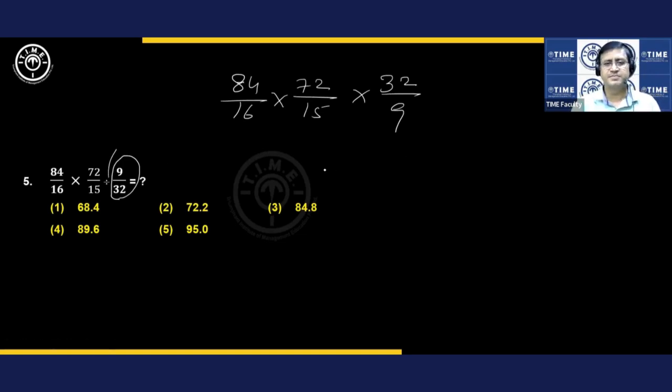Okay, just observe this. What is the cancellation? It goes how many times? What is the simplification? 32 can be cancelled directly with 16? Yes, 2 times.